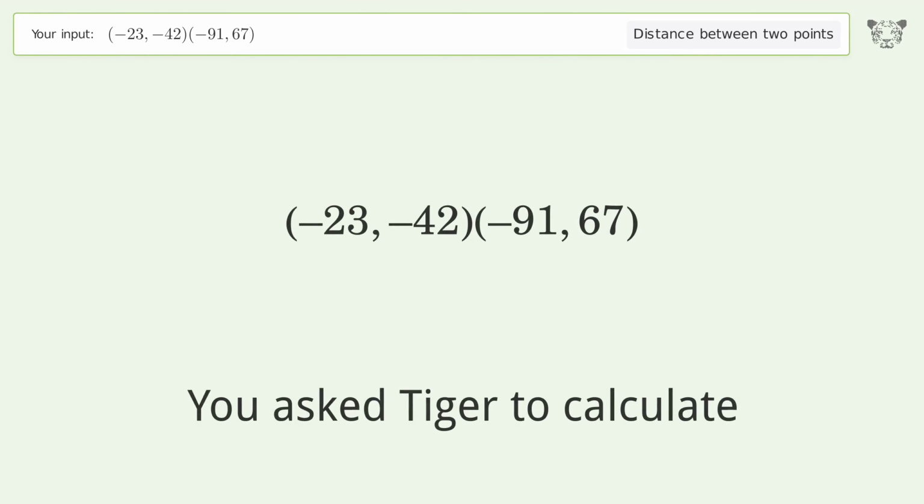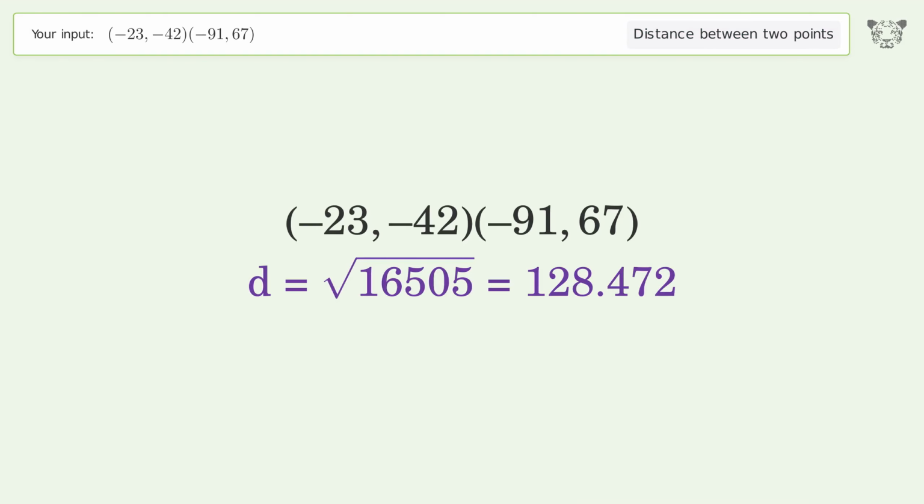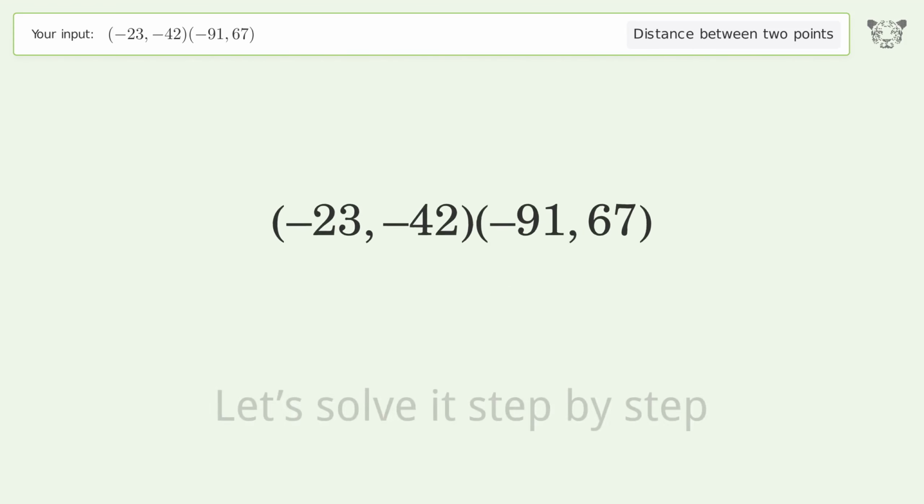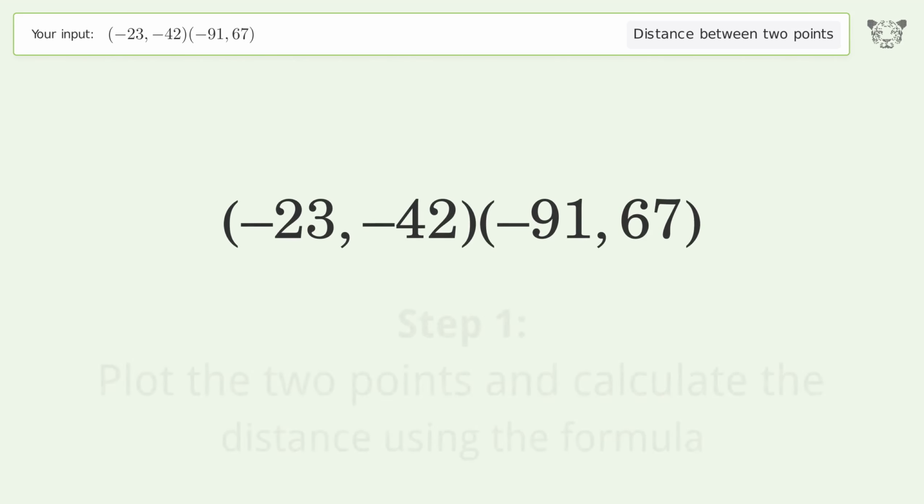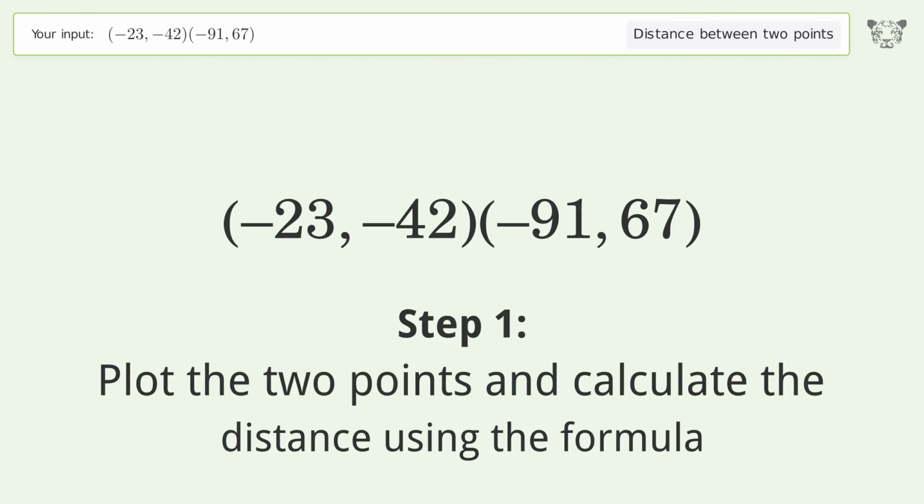You ask Tiger to calculate. This deals with the distance between 2 points. The distance between the 2 points is the square root of 16,505 or 128.472. Let's solve it step by step. Plot the 2 points and calculate the distance using the formula.